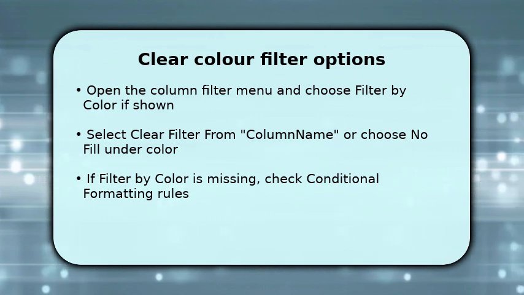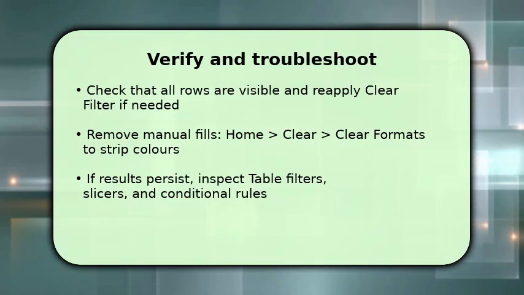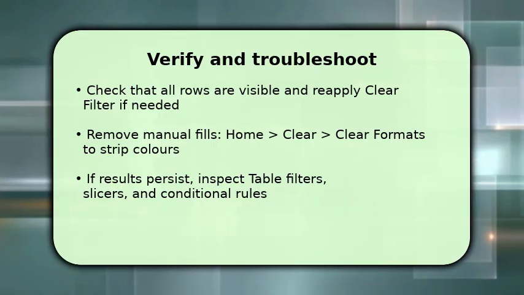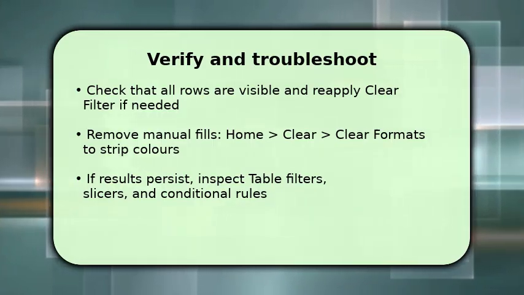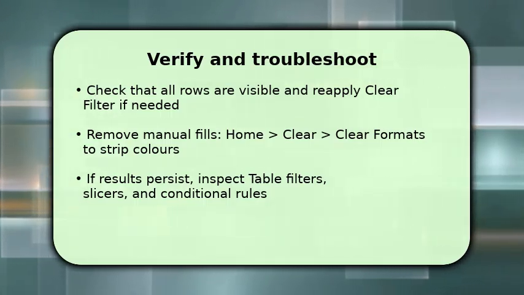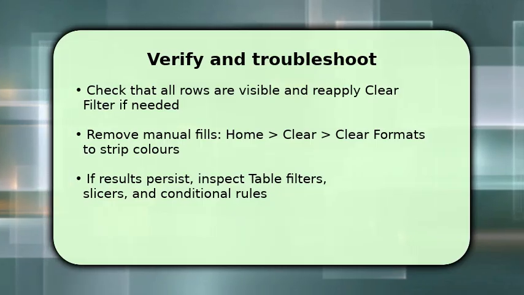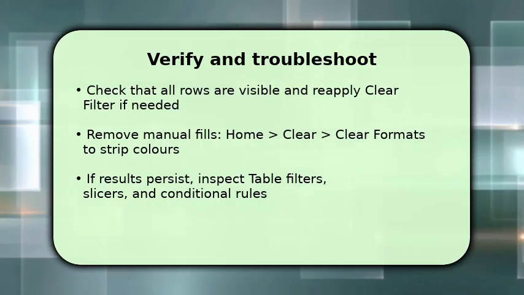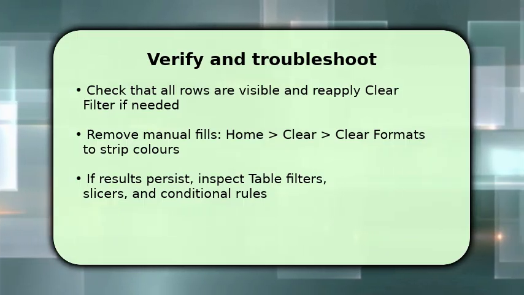You finish by confirming that every row returns and no color constraints remain. If some rows still hide, click Data, Clear to remove filters and reapply Clear Filter on the specific column. To fully remove colors that might retrigger filters, use Home, Clear Formats on selected cells, but note this removes formatting too.